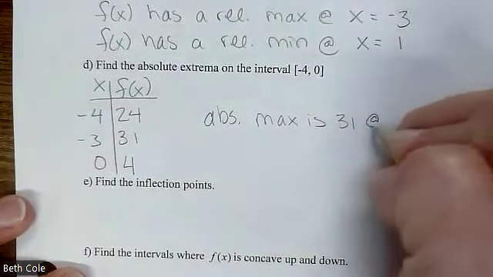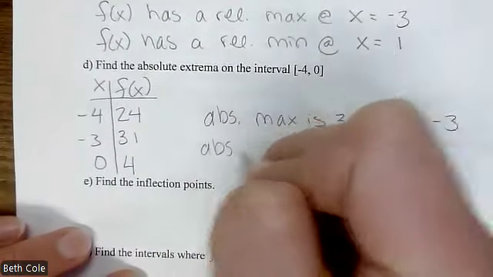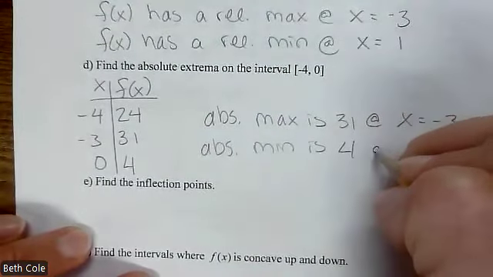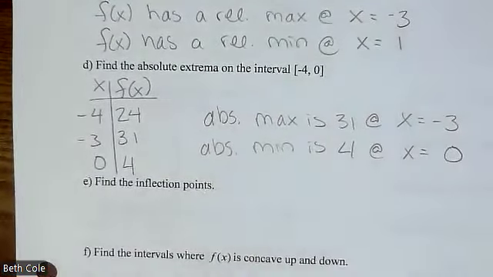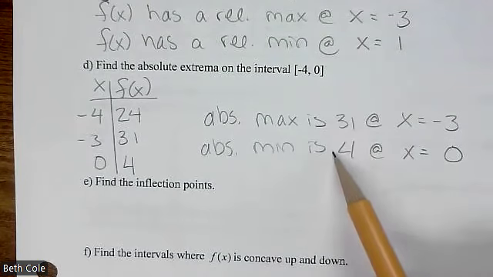31 at x equals -3. And your absolute minimum is, what is the lowest number you got? 4 at x equals 0. I coach everybody to write it that way every time. Sometimes they ask you for the maximum and minimum. That'd be 31 and 4.